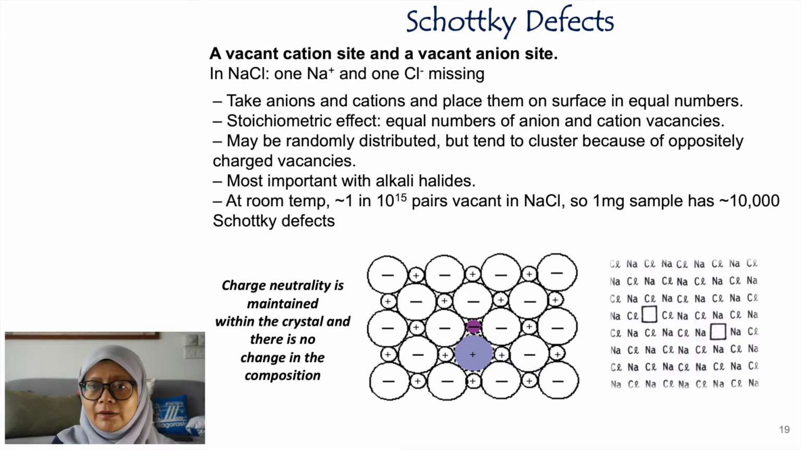It is very important with alkali halides. At room temperature, about 10 to the power of 15 pairs are vacant in sodium chloride, so a 1 milligram sample has about 10,000 Schottky defects. Charge neutrality is maintained within the crystal, and there is no change in the composition, because we have vacancies of an equal number of cations and anions, so they balance the positive and negative charges. That's all for the Schottky defects.